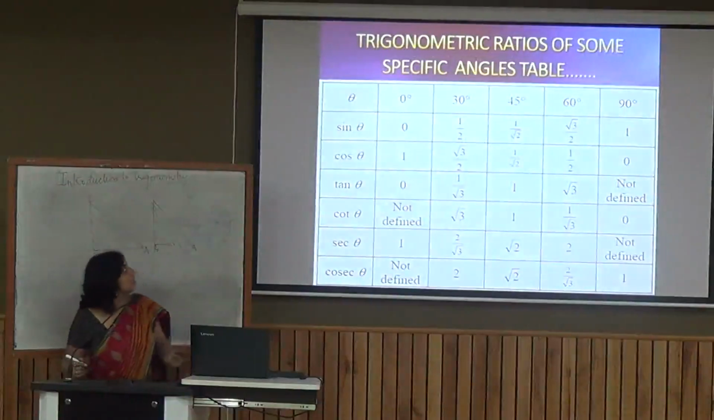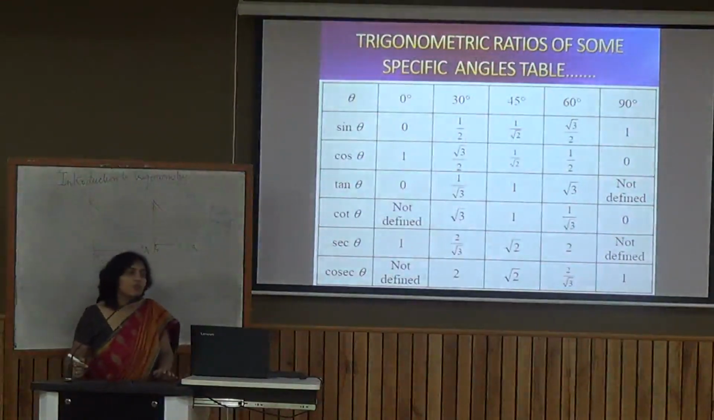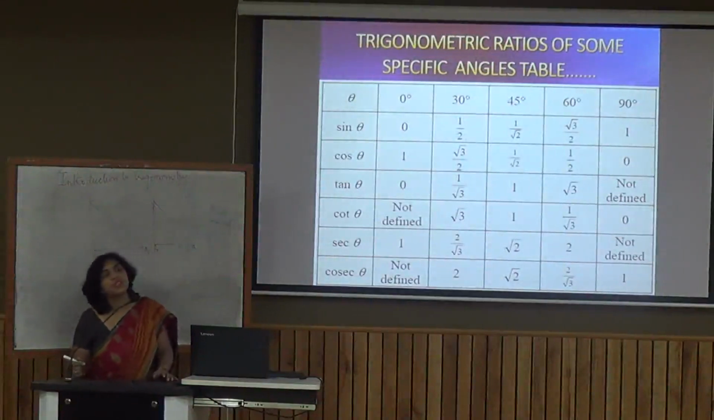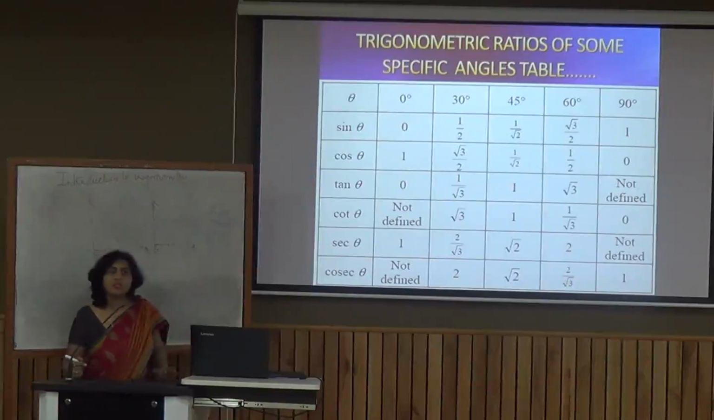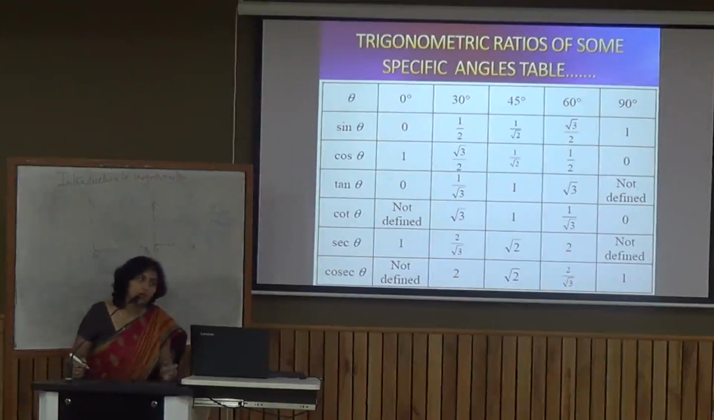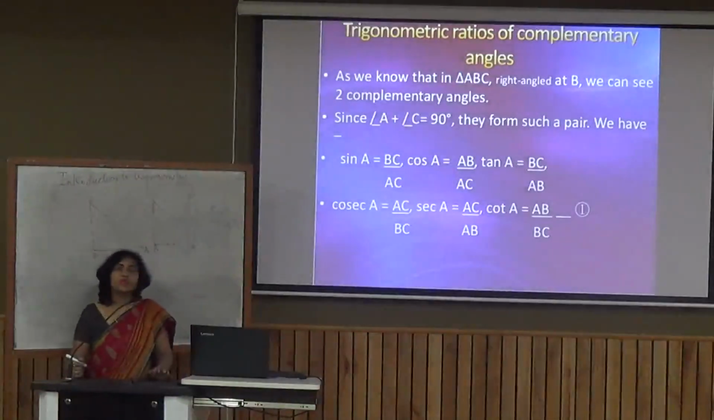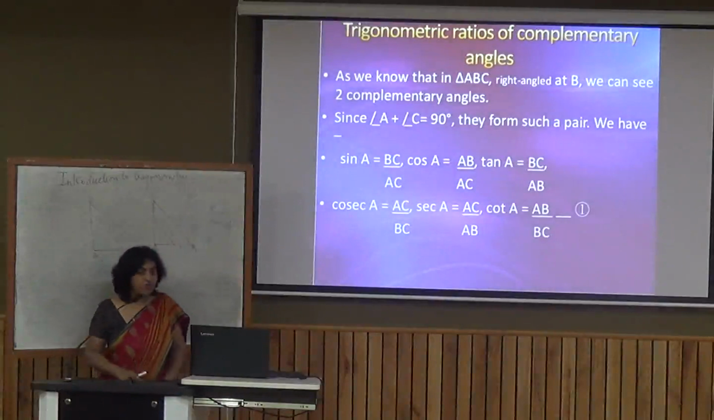Now this is the trigonometric table for our specific angles, where the specific angles are 0 degree, 30 degrees, 45, 60 and 90. These are all the angles which we discussed just now. Now let's move to trigonometric ratios of complementary angles.